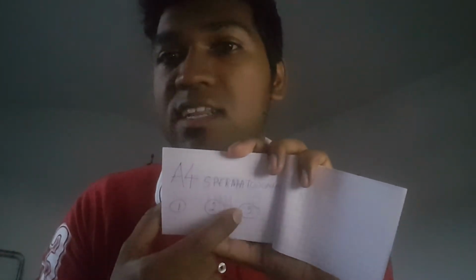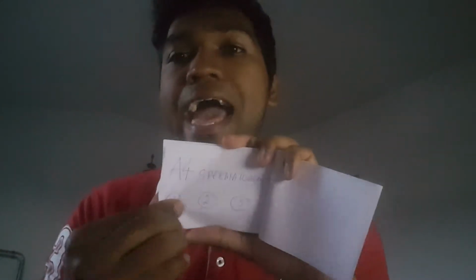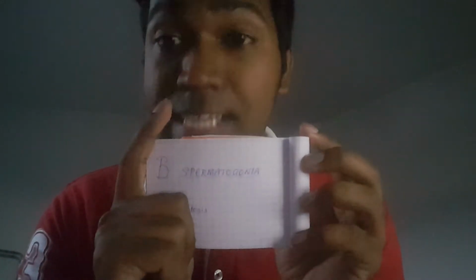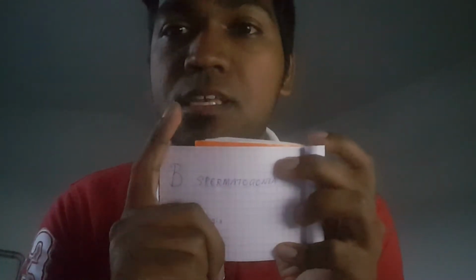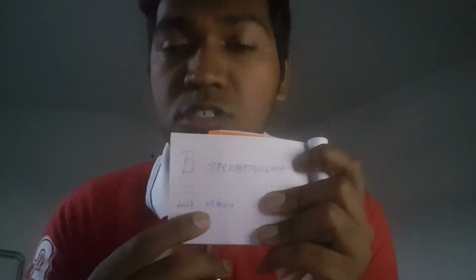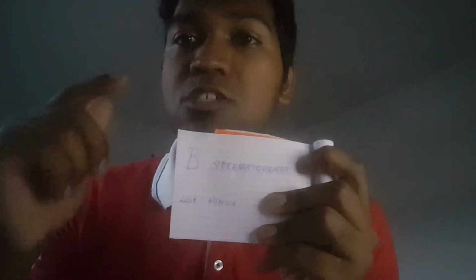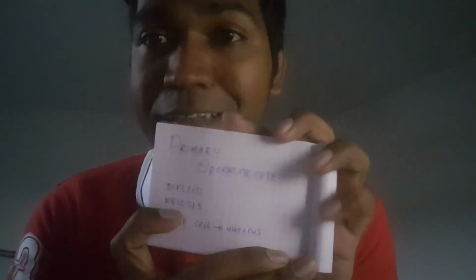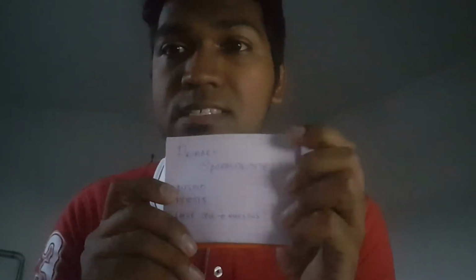The third option, what is important for us, it becomes an intermediate spermatogonia, and this intermediate spermatogonia becomes type B spermatogonia. Type B spermatogonia is important. Why? Because it is the last cell to undergo mitosis. So once this type B spermatogonia starts mitosis and becomes the primary spermatocyte, the second phase starts.